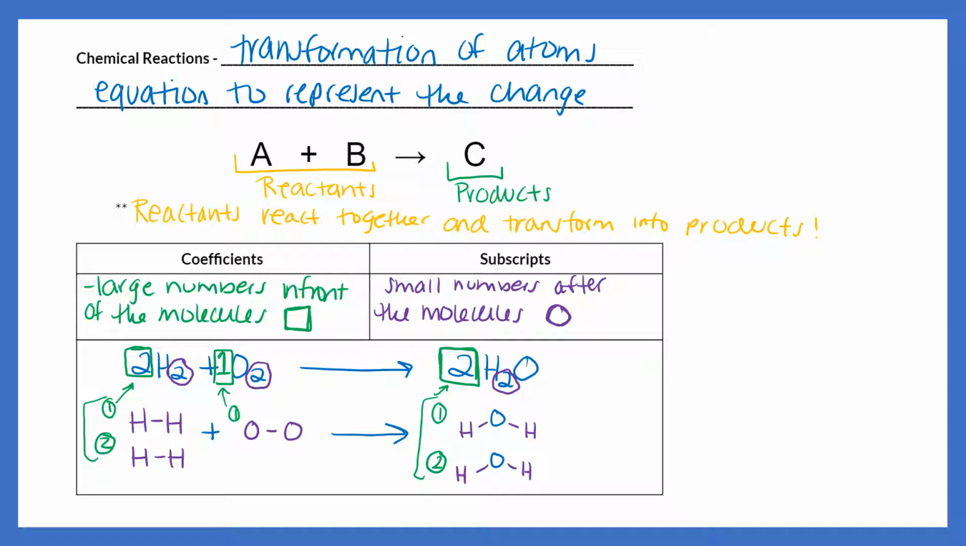So the coefficients tell you how many sets of the molecules there are, so number of sets. And the subscripts tell you how many atoms in that molecule, so number of atoms in the molecule. Okay. All right. That is that.